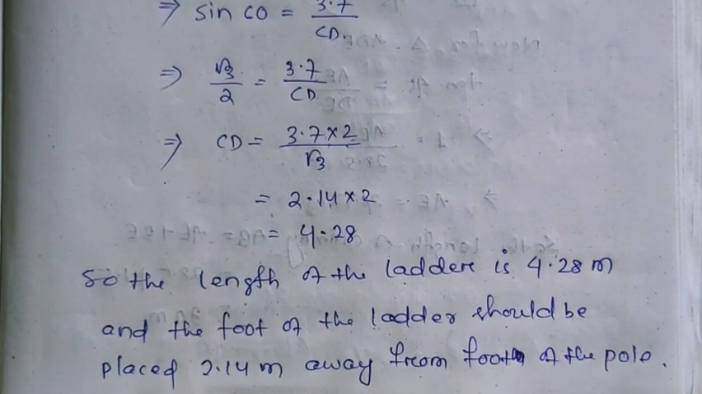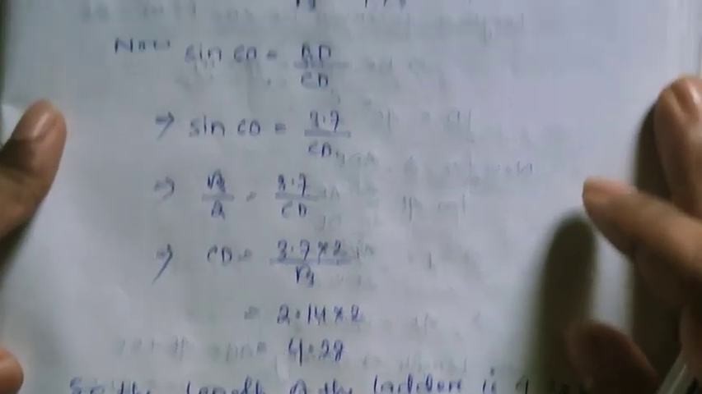So the answer is the length of the ladder is 4.28 meter and the foot of the ladder should be placed 2.14 meter away from the foot of the pole. Understand? Let's revise this again.